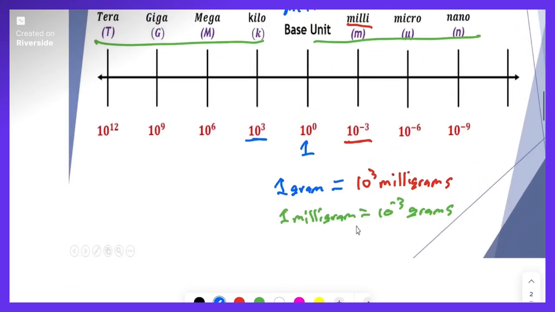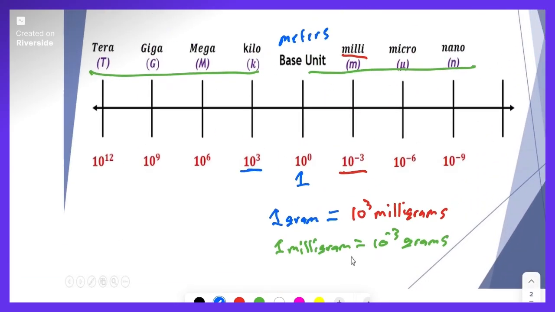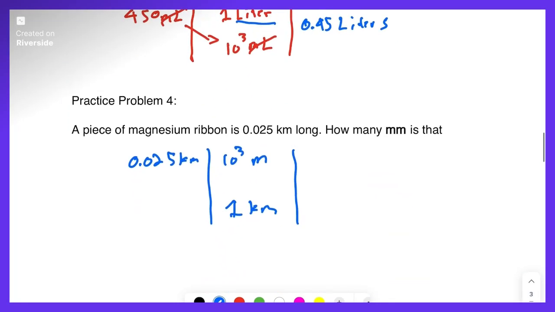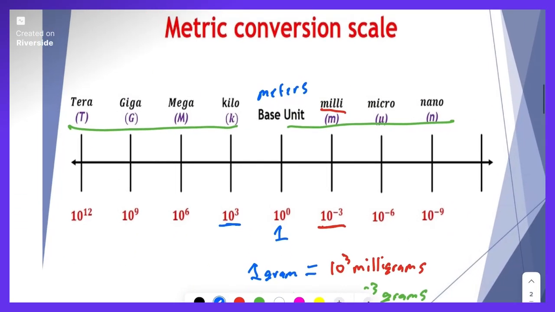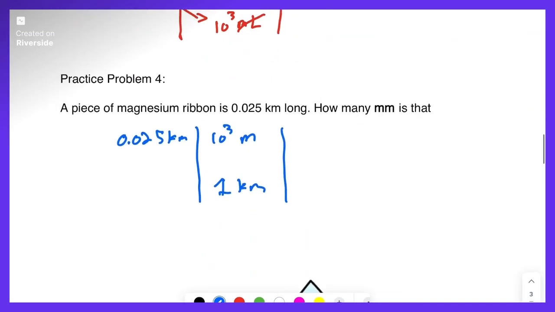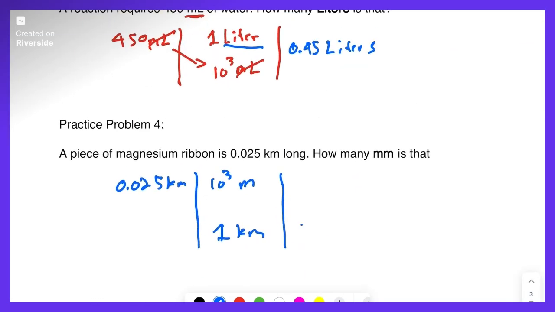Now that we have our base unit, let's cross off meters also because we want to end up with millimeters, right? So let's go back to our scale. We have meters and we're looking at millimeters. Well, based on the scale, we know that there's 10 to the 3 millimeters in 1 meter. So if we go down here, we can write that down. We know there's 1 meter and there's 10 to the 3 millimeters in 1 meter.